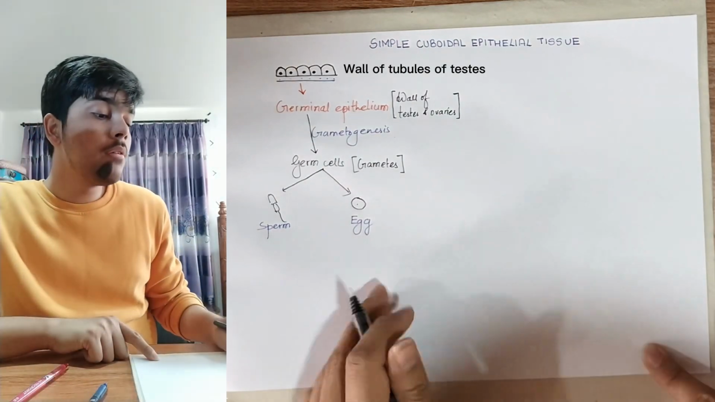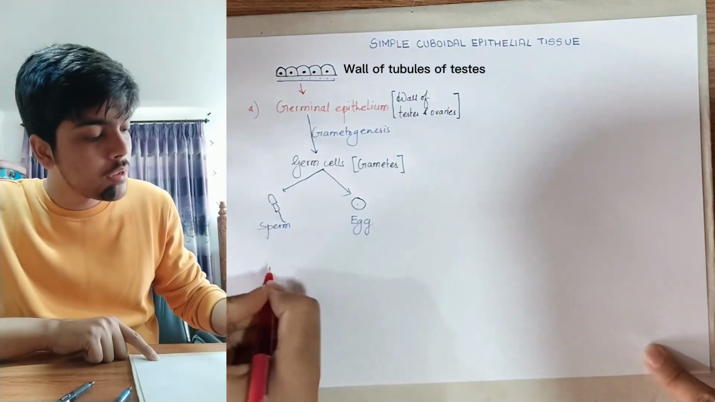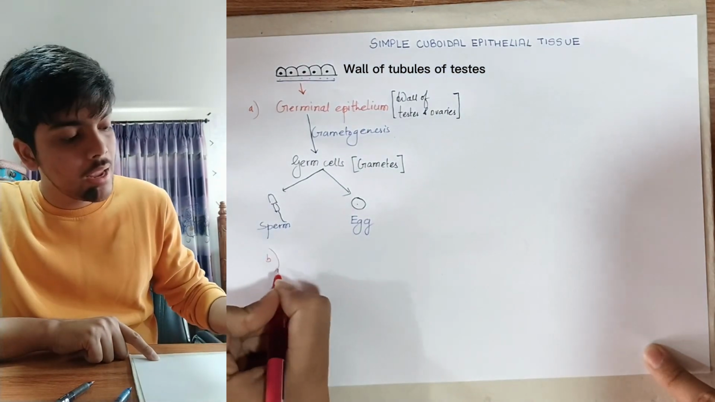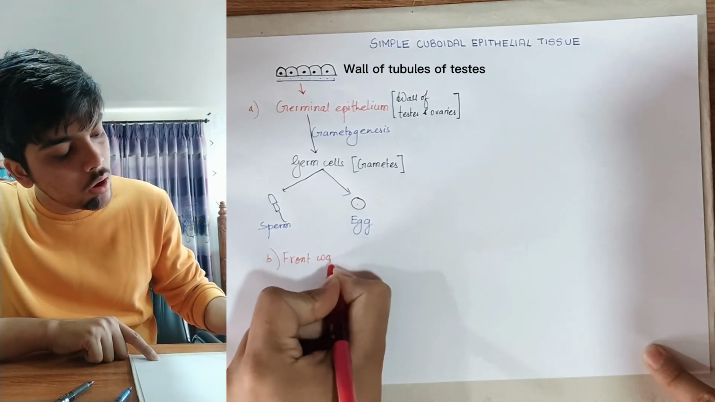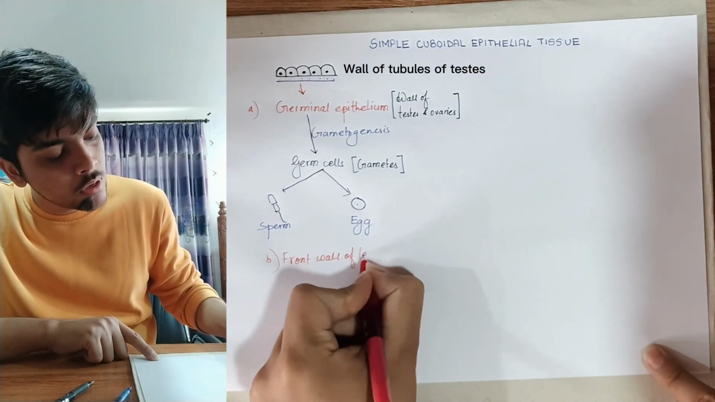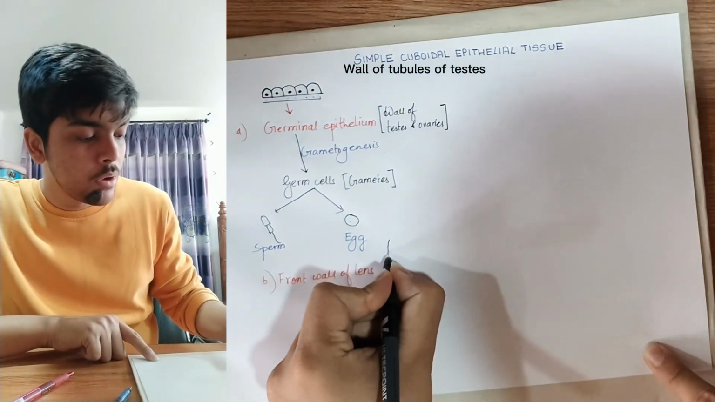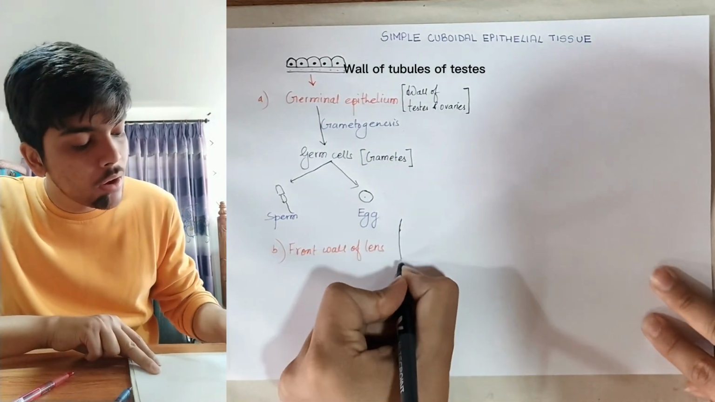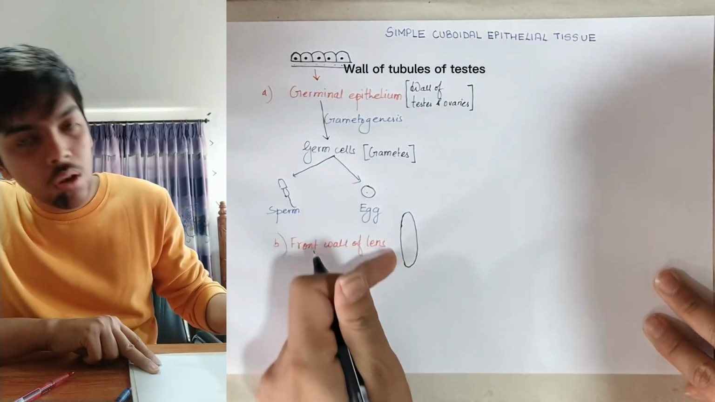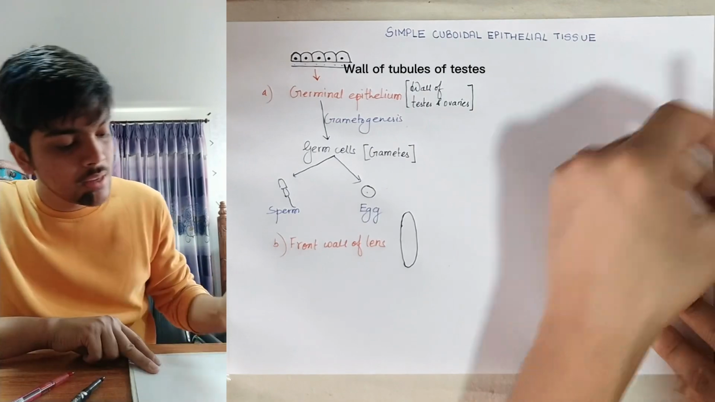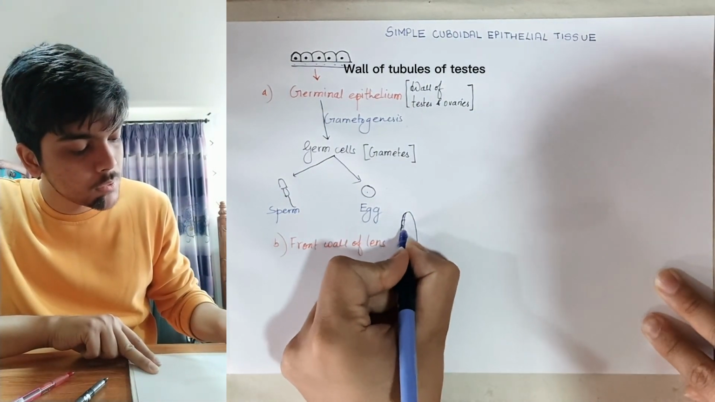You can also find simple cuboidal epithelium on the front wall of your lens. The human eye consists of a lens, we all know that, which is a biconvex lens. The front wall of this biconvex lens is lined by simple cuboidal epithelium.